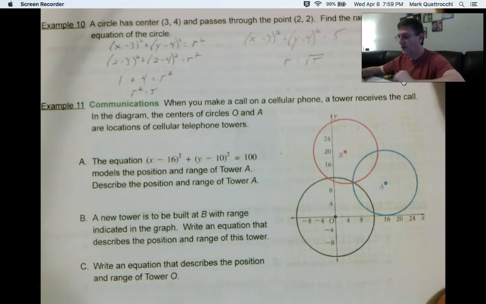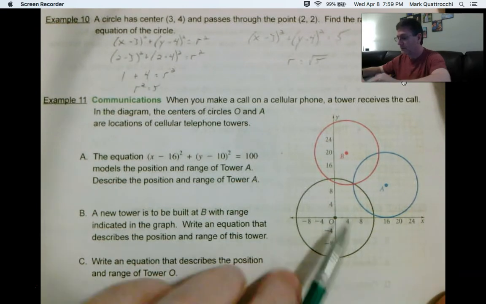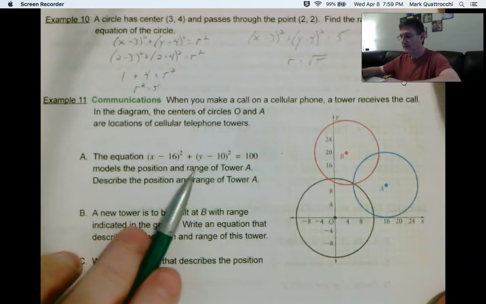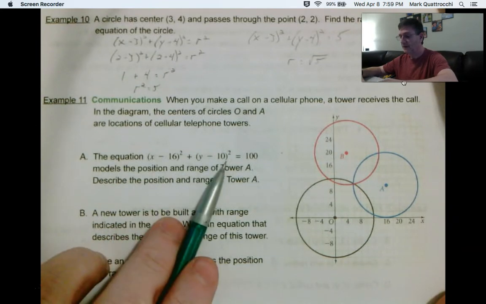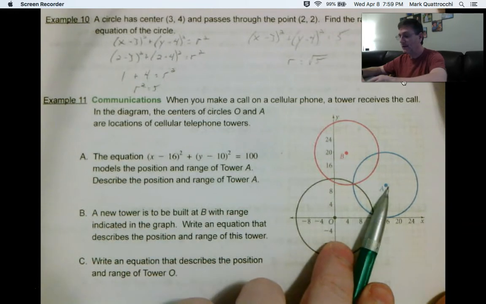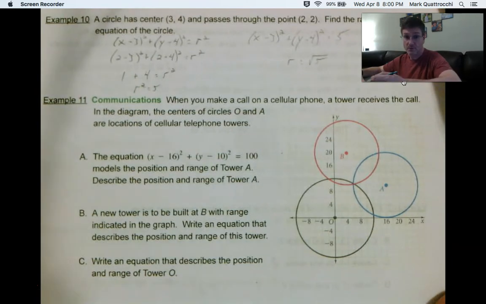Example 11. Communications. When you make a call on a cellular phone, a tower receives the call. In the diagram, the centers of circles O and A are the locations of cell phone towers. So here's circle O, here's circle A. The equation x minus 16 squared plus y minus 10 squared equals 100 models the position and the range of tower A. So the position is at 16, 10. It's got a radius of 10, we'll assume miles.